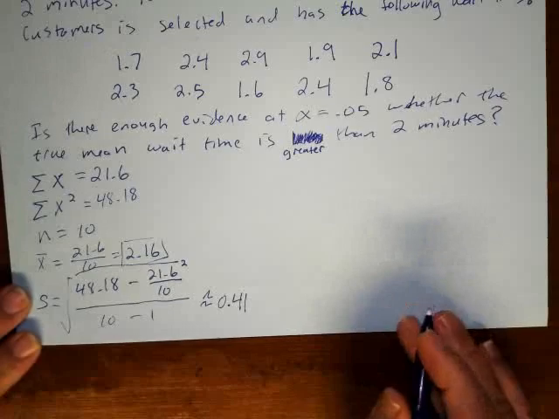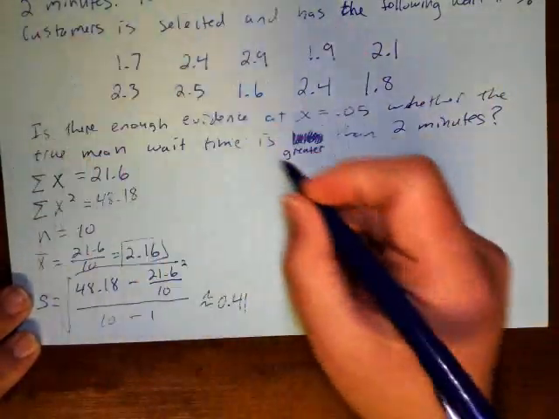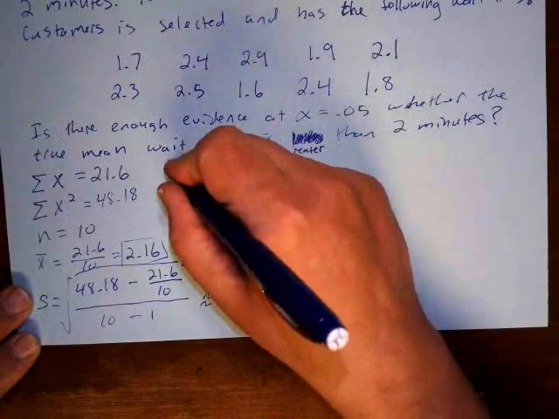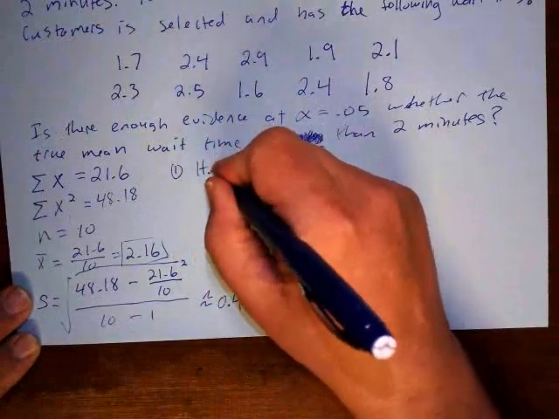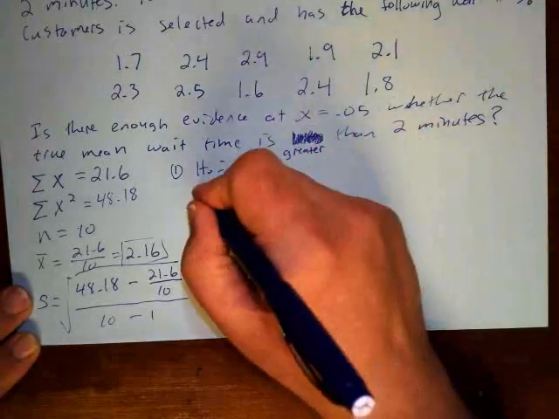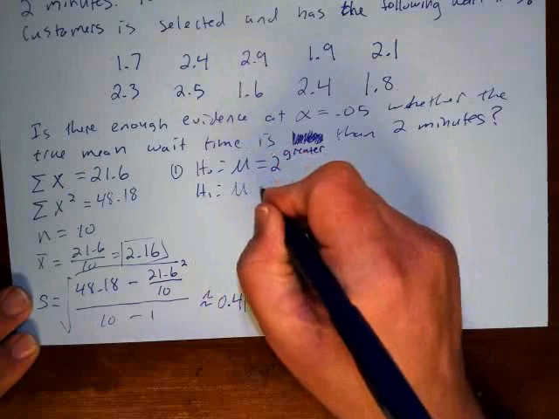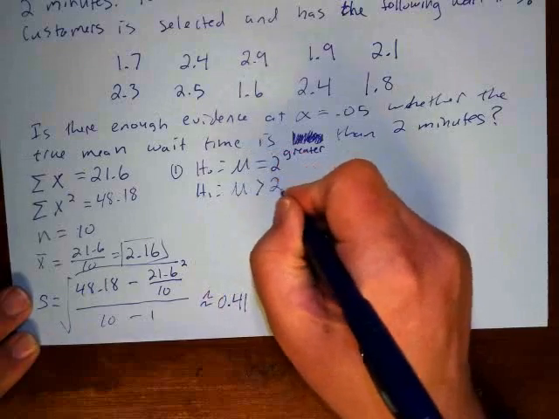So now, what is the hypothesized mean in this case? Okay, it's going to be their claim of 2 minutes. Okay, so the null hypothesis says there is no difference. The true mean is equal to 2 minutes. And I want to test to see if the true mean is actually greater than 2 minutes.